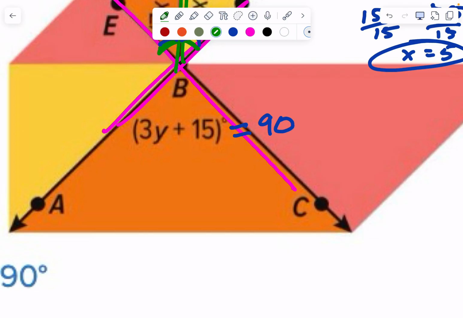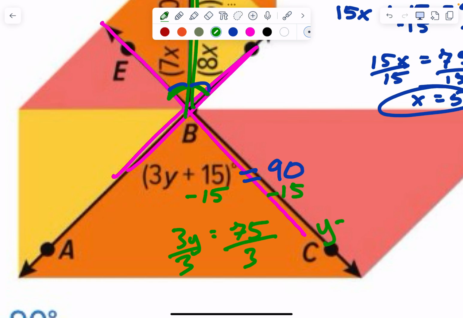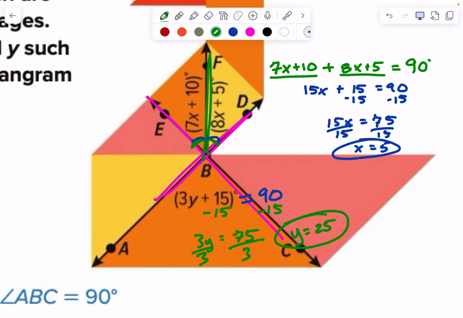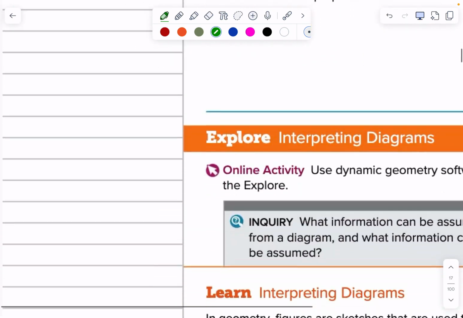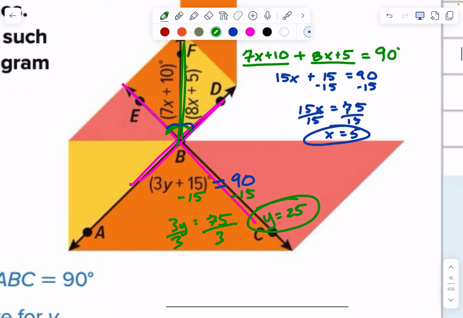Are we following along? Are we doing okay? 3y plus 15 equals 90. If I subtract 15, 3y equals 75 and divide by 3 and y is 25. Okay. Good? All right, do we see how this works? Are we doing okay? Okay. That was number 2.